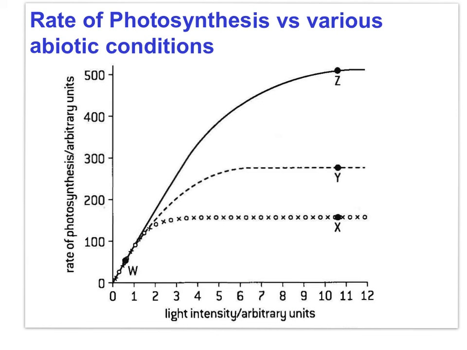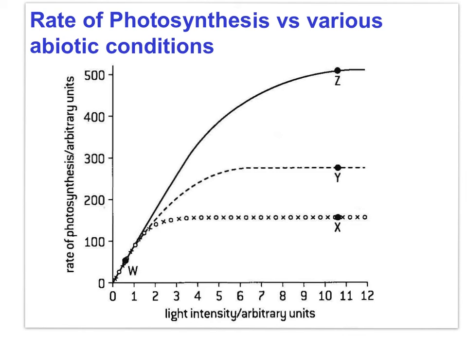Here are three curves representing different abiotic conditions. Rate of photosynthesis is given on the y-axis and light intensity on the x-axis. Right away, we can say that low light conditions at, say, W limit photosynthesis, no matter what the temperature or carbon dioxide concentration.